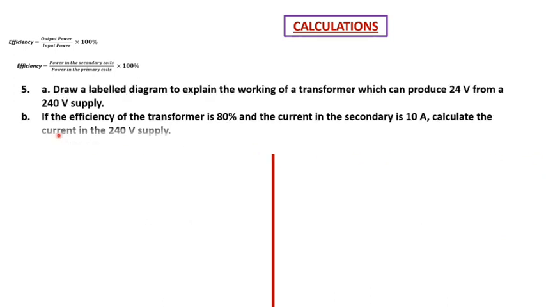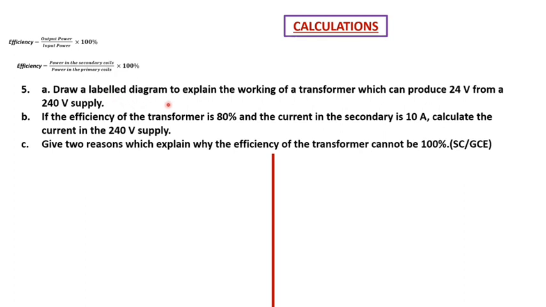Okay, next question. Draw a labelled diagram to explain the working of a transformer which can produce 24 volts from a 240 volt supply. So this is a step-down transformer. The explanation is a bit different from the previous explanation because here you have been given the values for the voltages. Okay, so what we're going to do is this. We're going to draw a step-down transformer again. So the first thing you have to do in drawing a transformer is to always draw the iron core. So this is my iron core.